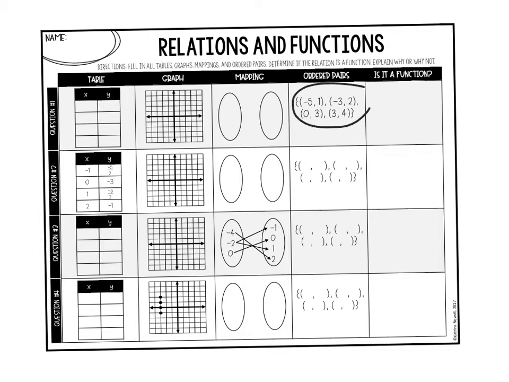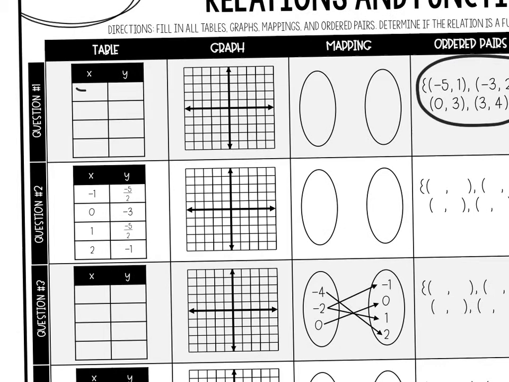So the first question gave you the ordered pairs. So this is what you have to start with. To make a table out of that, you're going to put all the x values on the left-hand side and all the y's on the right. So -5 and 1, -3 and 2, 0 and 3, and 3 and 4.